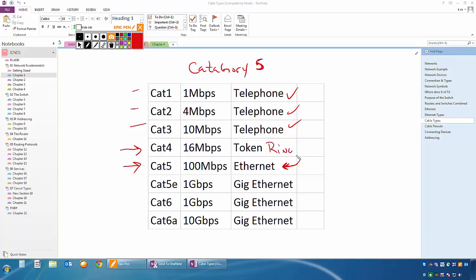This would be token ring. Notice that we have Cat 5e. Cat 5e gives us the ability where Cat 5 only gives us up to 100 megabits per second. We can go to Cat 5e and get 1 gigabit per second. Now, you've got to ask yourself, what's really the difference between Cat 5 and Cat 5e? You really want to know the truth? Really, the main difference is twists per inch. A Cat 5e cable will have more twists per inch.